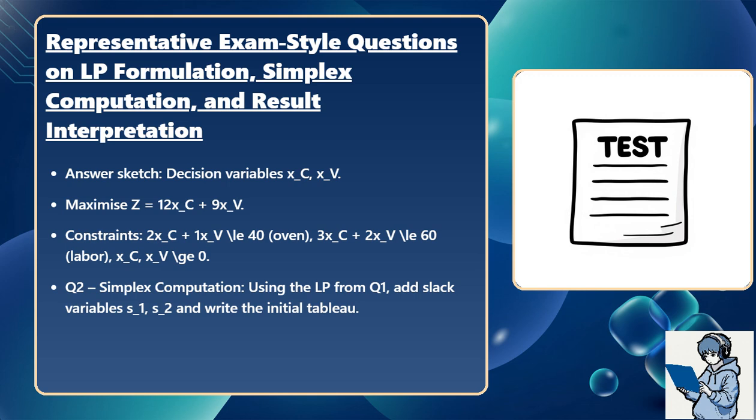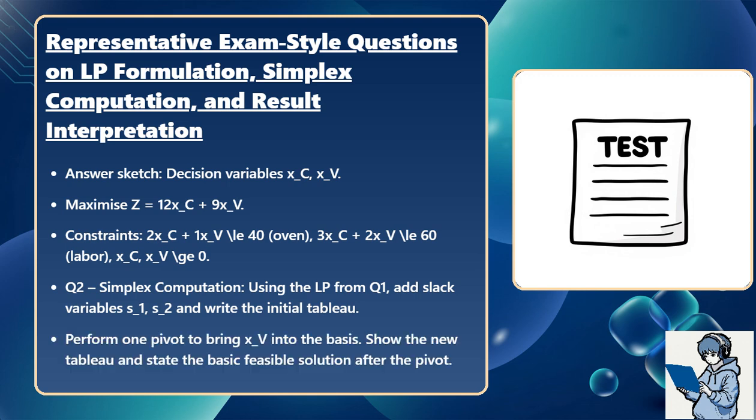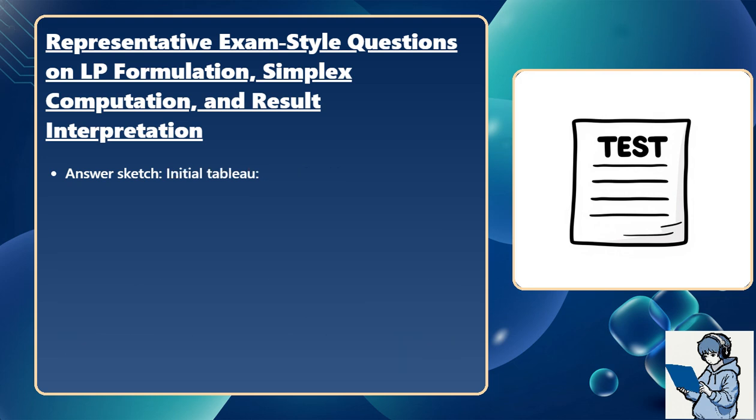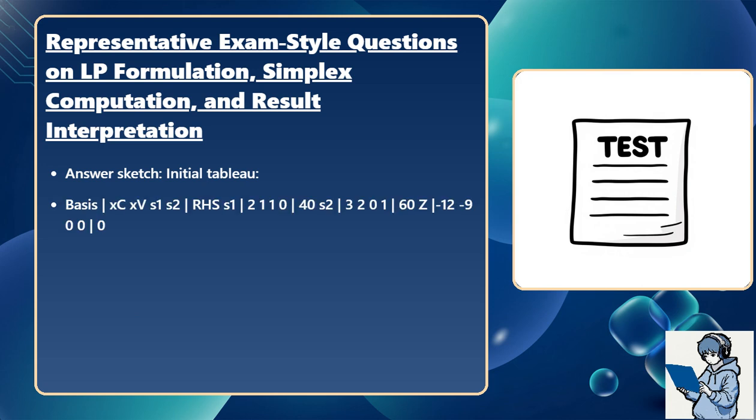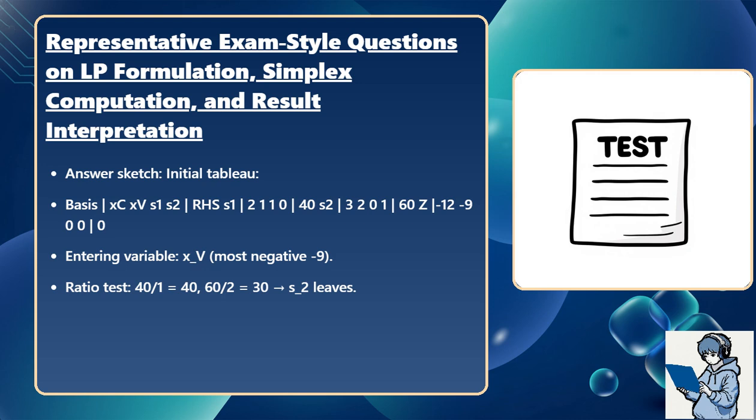Q2, simplex computation. Using the linear program from Q1, add slack variables s sub 1, s sub 2 and write the initial tableau. Perform one pivot to bring x sub v into the basis. Show the new tableau and state the basic feasible solution after the pivot. Answer sketch, initial tableau. Basis x c, x v, s1, s2, right-hand side. s1 row: 2, 1, 1, 0, 40. s2 row: 3, 2, 0, 1, 60. z row: -12, -9, 0, 0, 0. Entering variable x sub v, most negative at -9. Ratio test: 40 divided by 1 equals 40, 60 divided by 2 equals 30, therefore s sub 2 leaves. Pivot on row 2, column x sub v, value 2.